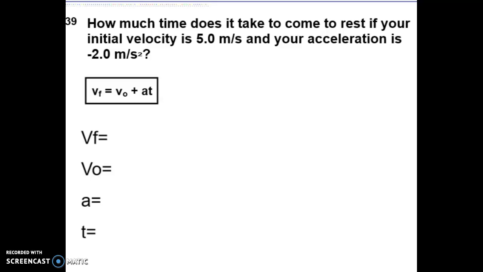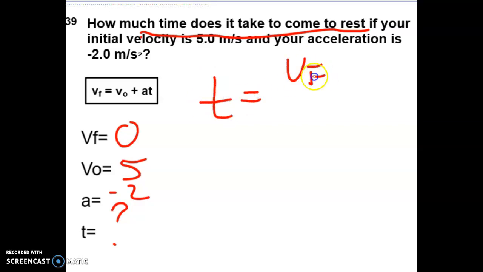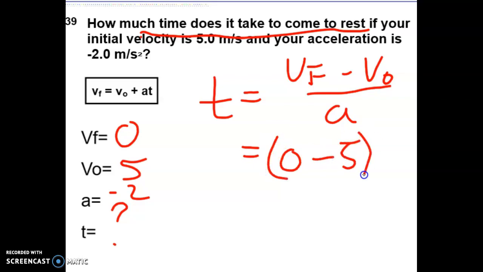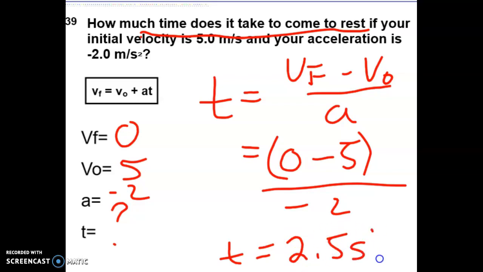Question number 39 now. It says how much time does it take if we come to rest? If I go to rest, that means I'm going to 0. Final velocity 0. I started at an initial velocity of 5, and my acceleration is -2. So once again, time from the last problem is equal to VF minus VO over A. So I want to do the math here. It's going to be 0 minus 5, which is -5, over -2. So time, okay, if I have a negative over a negative, it's going to end up being a positive. So time is equal to 2.5 seconds.